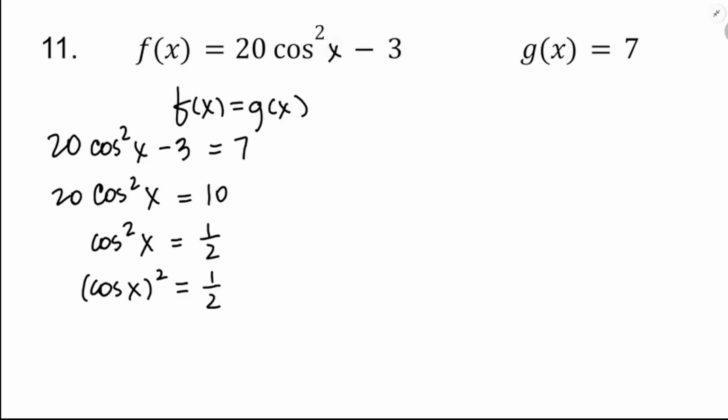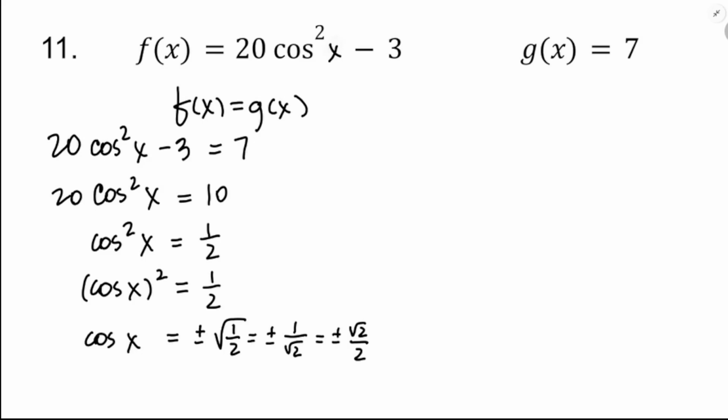So I'm going to rewrite it as cosine x squared, then I'm going to take the square root of both sides. Now the square root of 1/2, if you remember, is the same as root 2 over 2, good for you. If not, we're going to say, all right, the square root of 1 is 1, we know that, divided by the square root of 2. Then we could rationalize the denominator, multiply by root 2 over root 2, which I think I've already done in this video, and that's going to give us root 2 over 2.